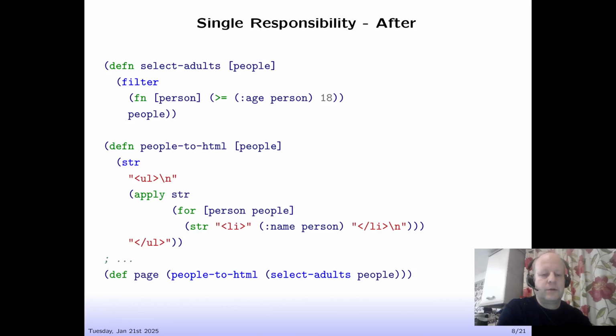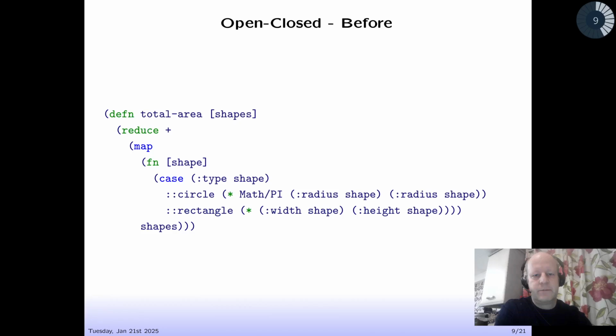And then you can invoke it like this. So you first say select adults, and then you say people to HTML. This is a single responsibility. This is an example of the single responsibility principle. The next principle is the open-closed principle. It means the code should be open for extension and closed for modification.